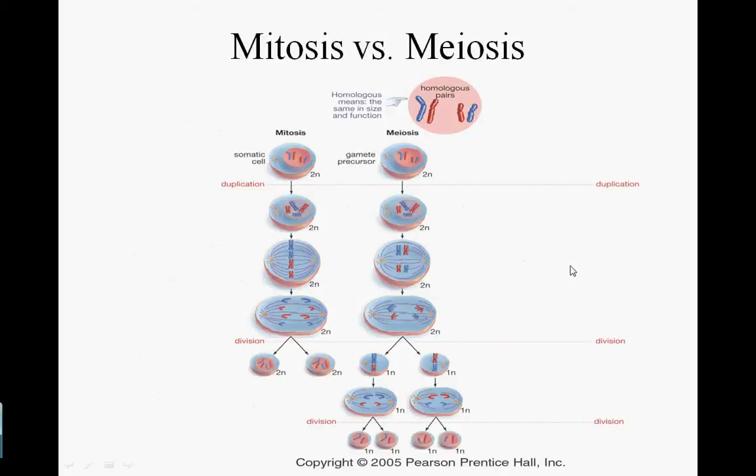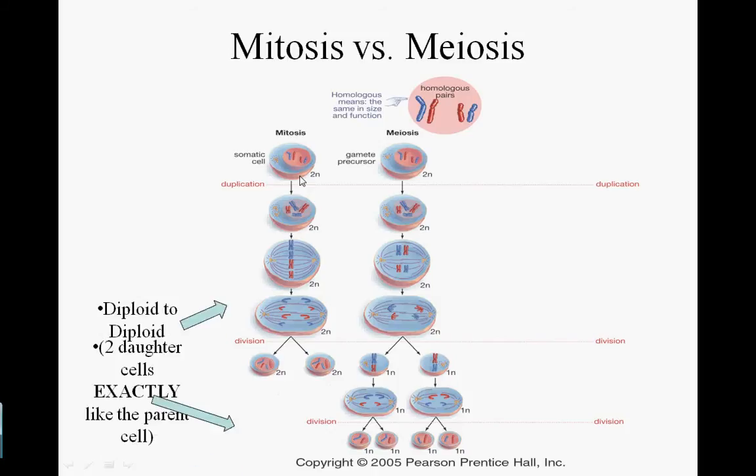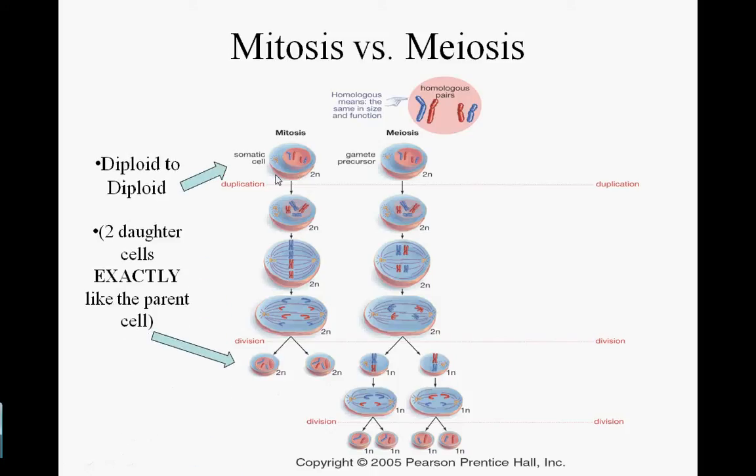So first, let's talk about mitosis and meiosis. Remember, mitosis is what all your autosomes or somatic cells go through. These are all of your cells except for your sex cells. So you're going from the diploid number to the diploid number. Two daughter cells, exactly like the mother cell. So in mitosis we get two daughter cells that were exactly like the parent cell. This is your skin cells, your hair cells, so on and so forth. All of your cells except for your sex cells.